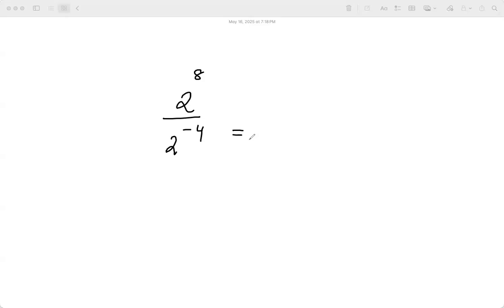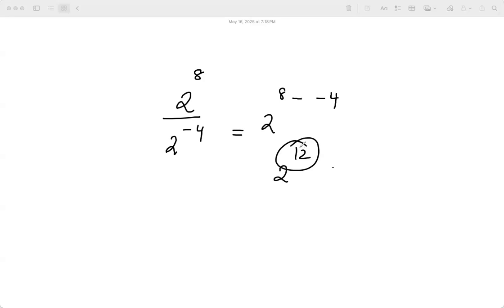What is the answer? Do I put it in chat or do I say it out loud? Say it out loud. Only the 4 of you are there. I don't know where the others have gone. 2 to the power of 12. Correct, 2 to the power of 12. That's right. So this is 2 to the power of 12. Interesting, right?